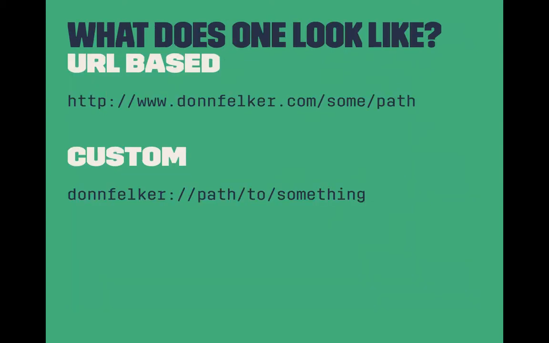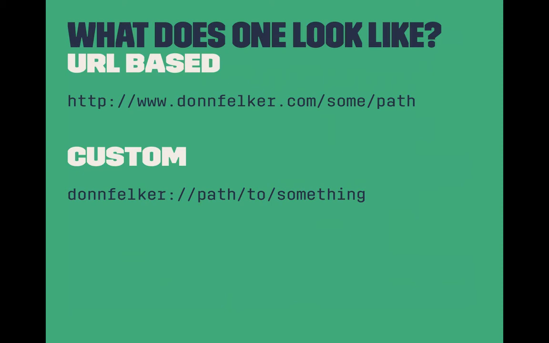So let's take a look at what one of them looks like. You have two different kinds. You have a URL-based one, which is just, if we go to a website like DonnFelker.com/somepath, and then you can also create a custom deep link, which has a custom scheme. This one is DonnFelker/path to something. And so you can respond to either one of these. If you want to do app-to-app communication, you're probably going to want to use some type of custom deep link, and you want to build that inside of your app.